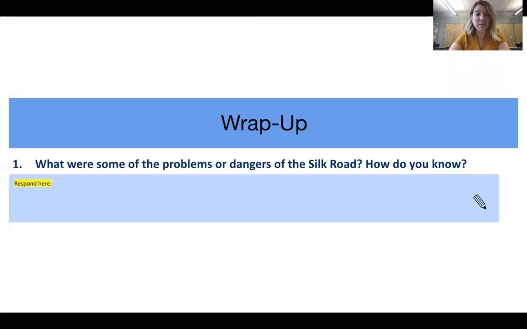Then you're going to list the problems and dangers. And then you're going to put a period and you're going to say, I know because, and then you're going to quote the text. Some problems and dangers of the Silk Road were. Answer the question. I know because, give those specific details. Go ahead and pause the video here and fill this out for your teacher, or grab a piece of paper and write it down.